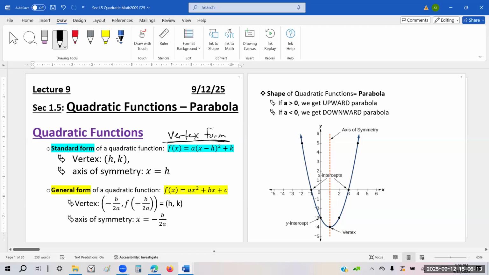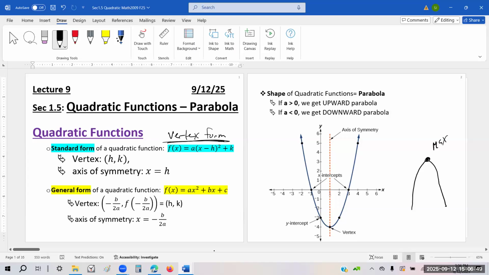It's called vertex form because you can see the vertex of a quadratic. But before going to vertex, this is the shape of quadratic. It's U, and the vertex is where we have the maximum or the minimum. It's either the lowest point if you have an upward parabola, or it's the highest point if it's downward parabola. The shape of a quadratic function is parabola.